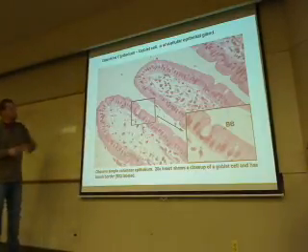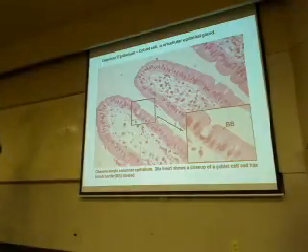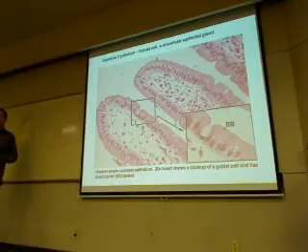And what's that tissue associated with? Simple columnar epithelium. Very good. Any questions about that one?